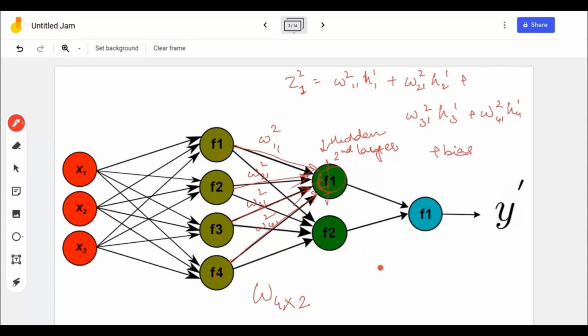Now the function part. So you pass this Z into a function, activation function, whatever function it can be. So there are a lot of activation functions. You will get this output H. This time it will be H1 because the first node, however, second layer. So the 2 outputs that we will be getting will be like this.